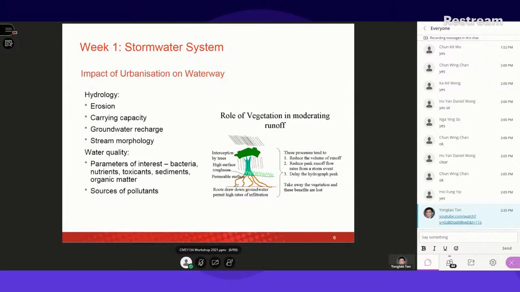So the groundwater recharge is reduced. It means that infiltration is normally used to recharge the groundwater. So after the rainfall, the groundwater level will normally rise. But if there is less or no infiltration to the ground, the groundwater recharge is reduced. And another impact is the stream morphology.